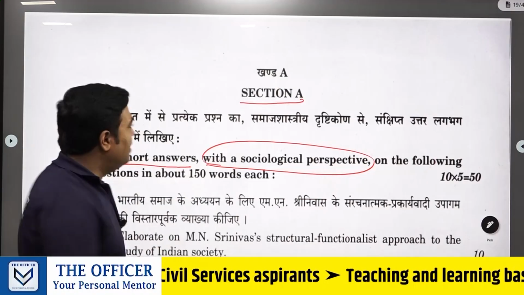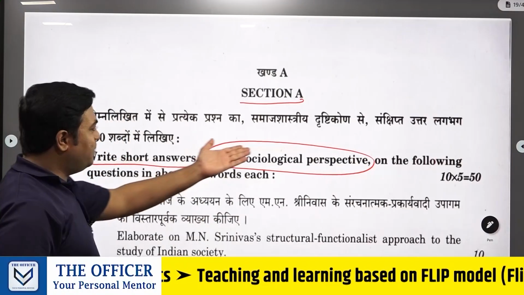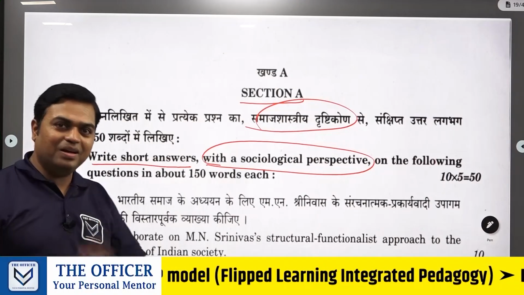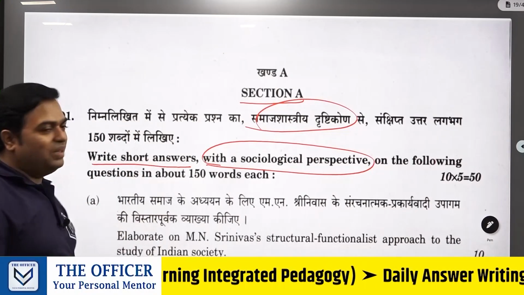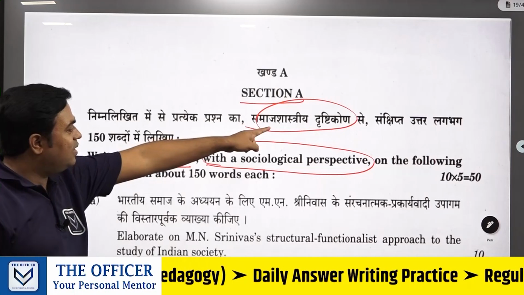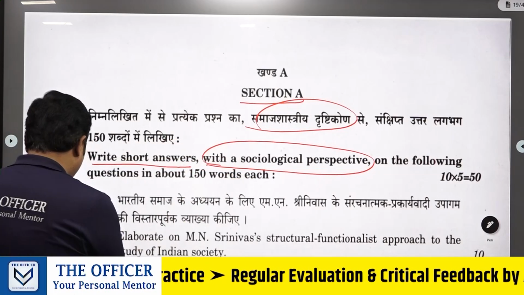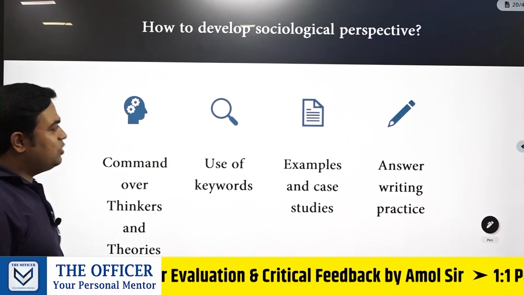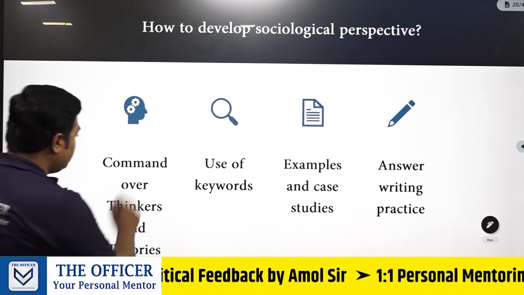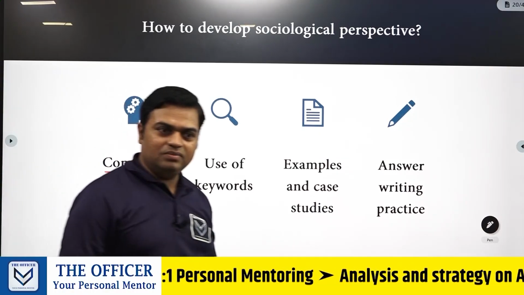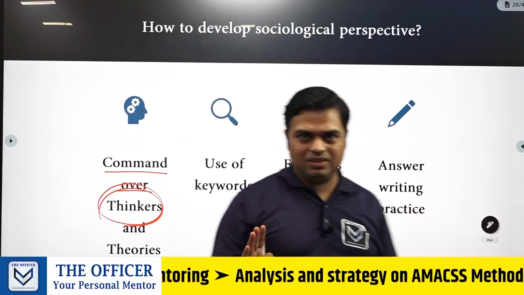They are demanding that each of the following questions be answered briefly from a sociological perspective in about 150 words. What is the focus word? Sociological perspective. That is the only thing you need to understand. How to develop this sociological perspective? First, by getting command over the thinkers and theories. We have only 6 thinkers.